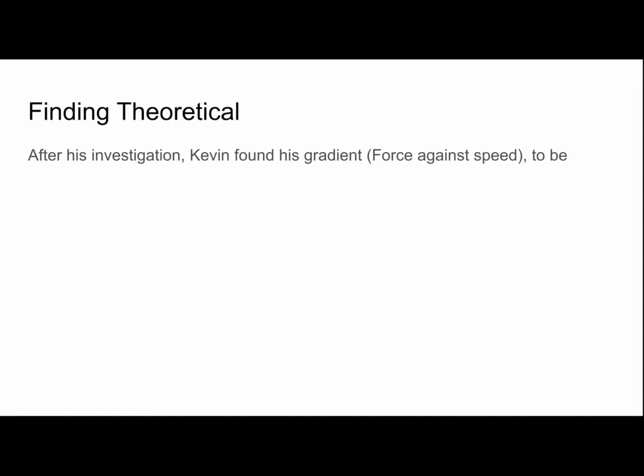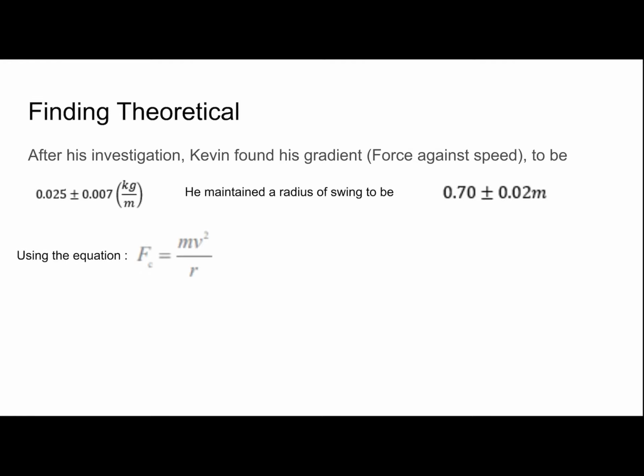Alright, so finding the theoretical. After his investigation, Kevin found the gradient of force against speed, I should say speed squared. I don't know why it says speed. Kevin found his gradient, that's force against speed squared, to be 0.025 plus or minus 0.007, and the unit is kg over m. He maintained the radius of the swing to be 0.70 plus or minus 0.02 meters. Using the equation centrifugal force equals mv squared over r, find the mass with the uncertainty.